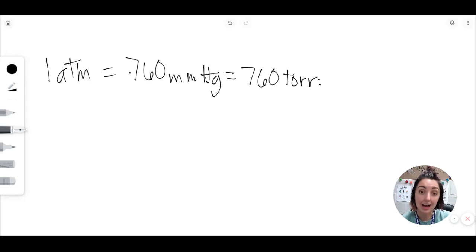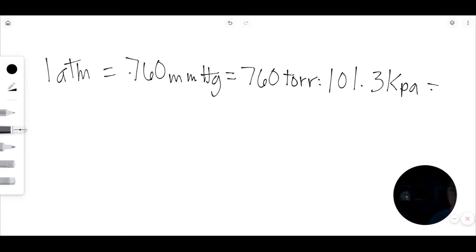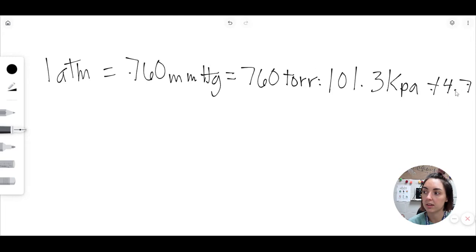So another one we use a lot is kilopascals, or kPa. So this is also equal to 101.3 kilopascals. And the last one I'm going to give you is one we don't talk about, and we're going to convert out of it as soon as possible. That is our imperial unit, PSI. And that is equal to 14.7. So I run off the page here.